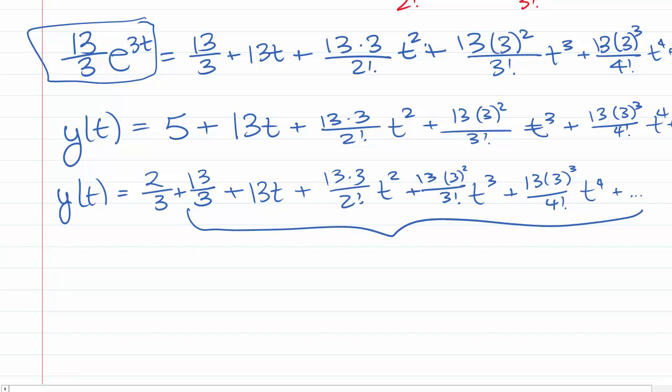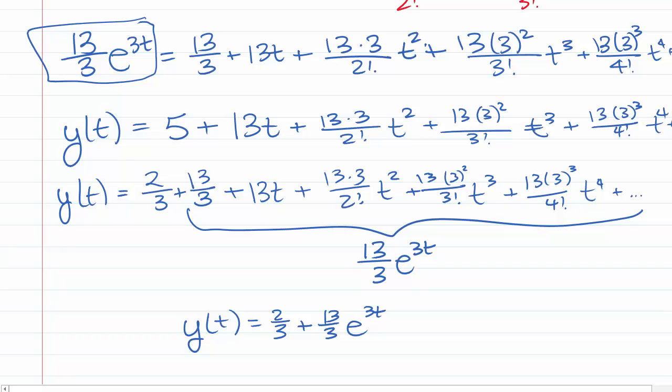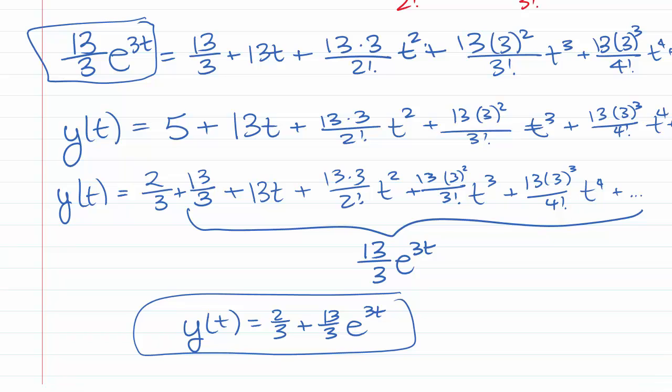All of this part, we know what that is. That's the power series we kind of finagled there, 13 thirds e to the 3t. And so we get that y of t is equal to 2 thirds plus 13 thirds e to the 3t. So we were able to recognize that power series as similar enough to one that we knew that we could manipulate it until it actually matched. Now you could check this answer by actually taking its derivative and plugging it back into the differential equation and seeing that both sides of that differential equation actually end up being equal.